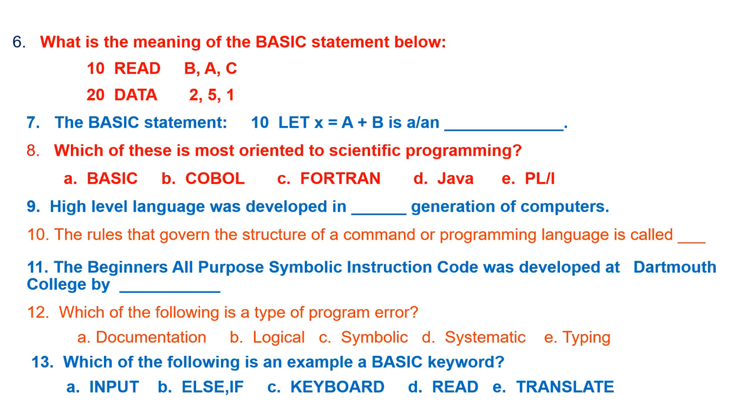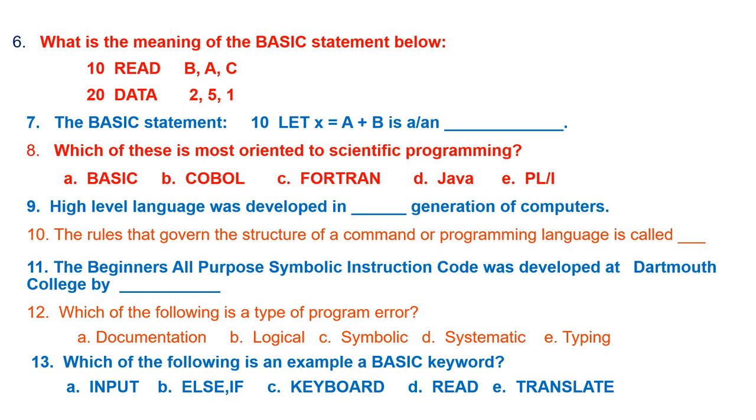6. What is the meaning of the BASIC statement below? In the statement, line 10 reads B, A, C, while line 20 reads data 5, 2, 1. So what does that tell you? Initially, we had said when you have a read statement, what must follow should be a data statement so the computer can have the values for the variables. So in this case, from our read B, A, C, it means that the value for variable B is 5, the value for variable A is 2, and the value for variable C is 1.